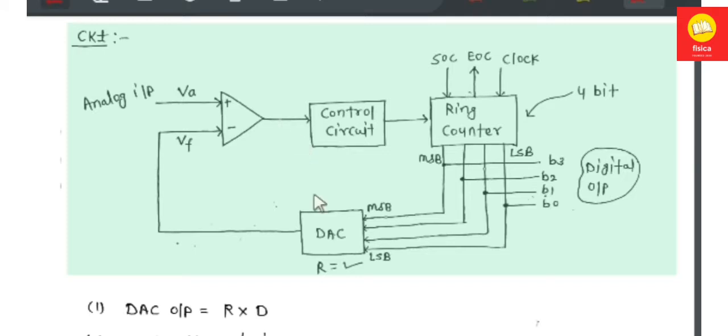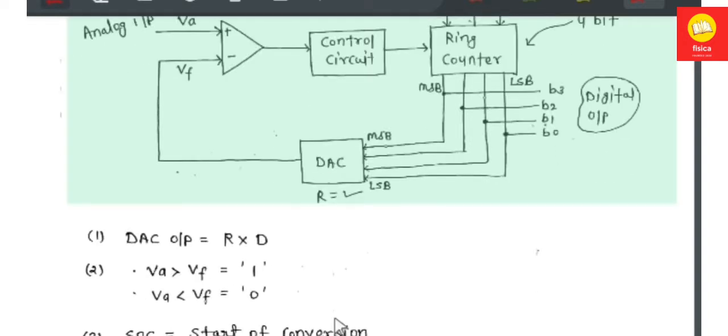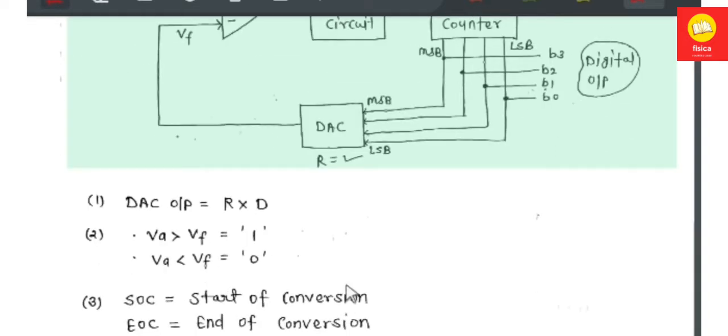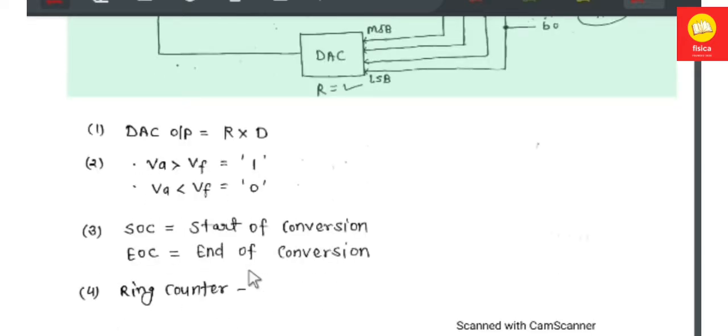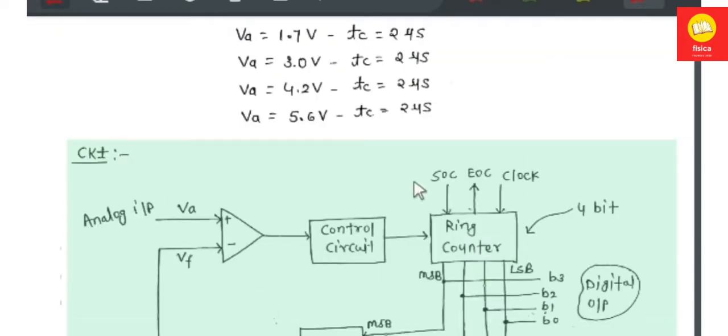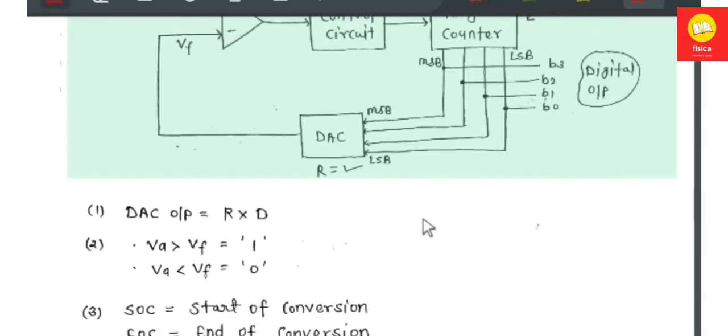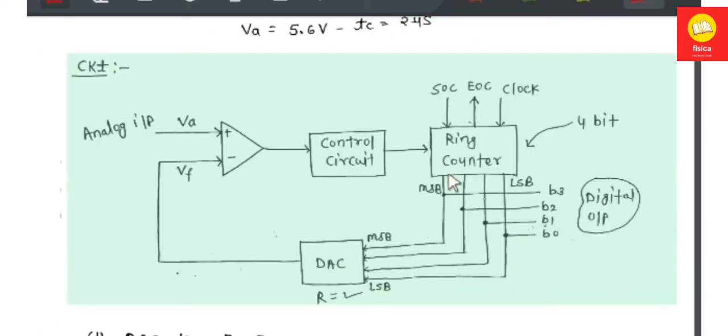Before this, you are watching: DAC output is R into D. I already have told you, and if VA is greater than VF, then the output of the comparator is 1. If VA is less than VF, then the output of the comparator is 0. SOC equals start of conversion, EOC equals end of conversion.